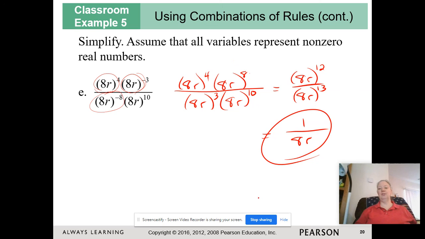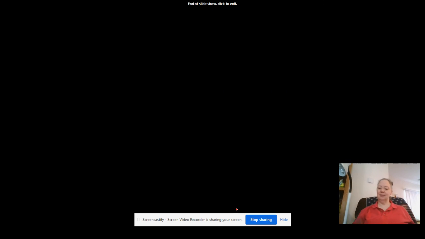Is this the only way to do this problem? No. I could have done the power rule, negative exponents. It's a whole lot more writing. This is actually easier. And that is the last slide.